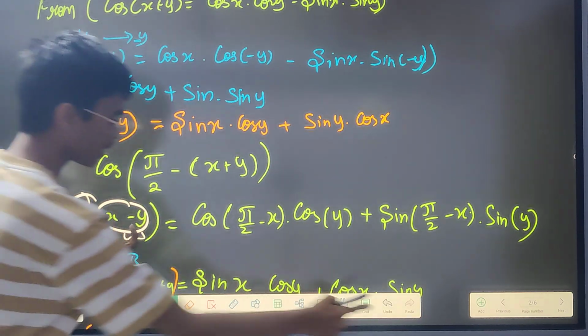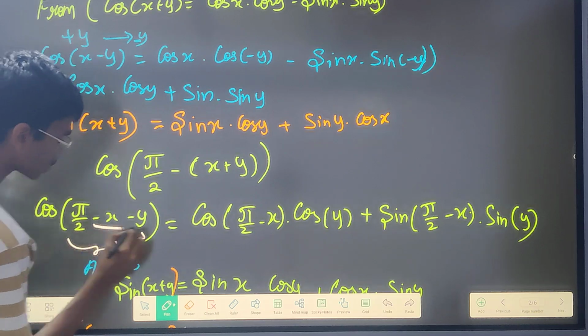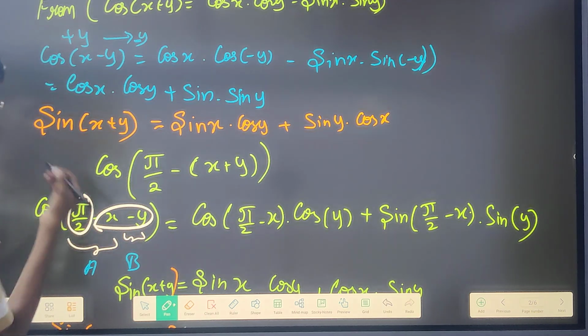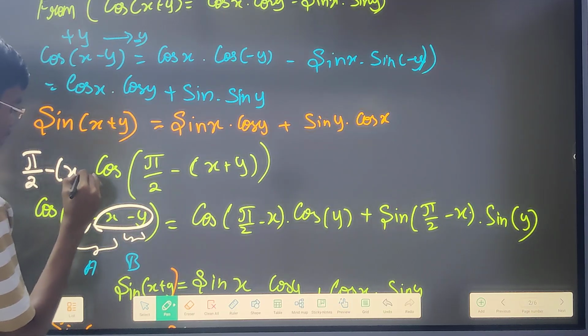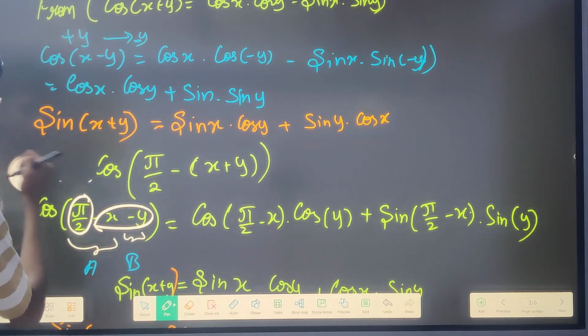From this entire theta, this is actually x minus y. Minus x minus y is the theta and this is pi by 2. So you can take this minus as common, then that will be pi by 2 minus x plus y. Yes, right? So this is what you will be getting.